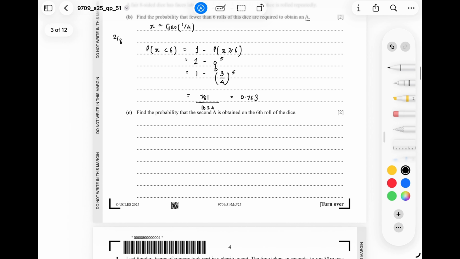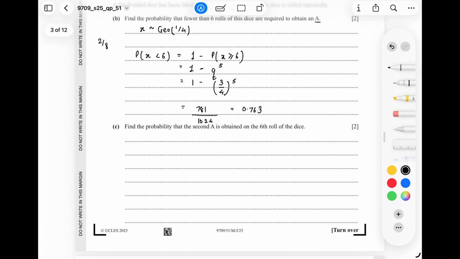Okay, last question. Find the probability that the second A is obtained on the 6th roll of the dice. Okay, so we're rolling 6 times. So let's do 6 dashes: 1, 2, 3, 4, 5, 6. In the first 5 dashes, you're going to get 1 A, and on the 6th roll, you're going to get another A. So out of these 5 places, you're going to get it once, so you can just do 5 combination 1.